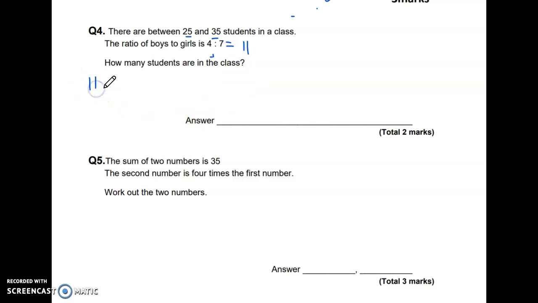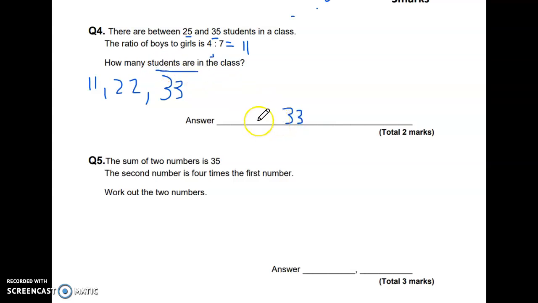So if I think about my 11 times table, I'll get 11, 22, and then 33. Then I'd get 44, but we've gone too high because it's between 25 and 35. So there's my answer, 33. It doesn't then ask me to split them into boys and girls, it just simply says how many students are in the class, so that's it, 33.